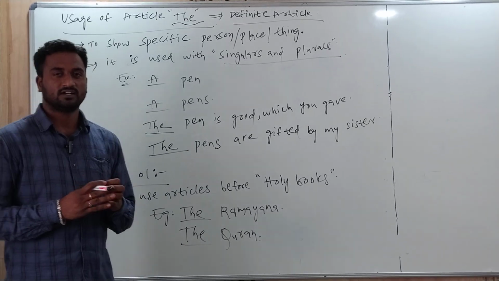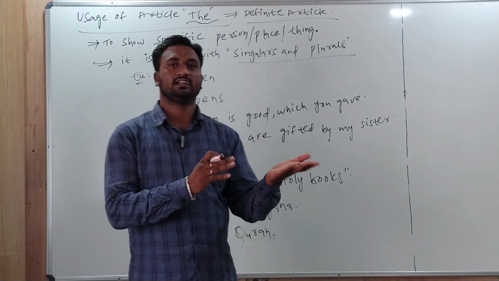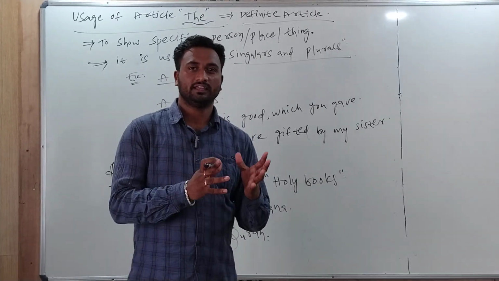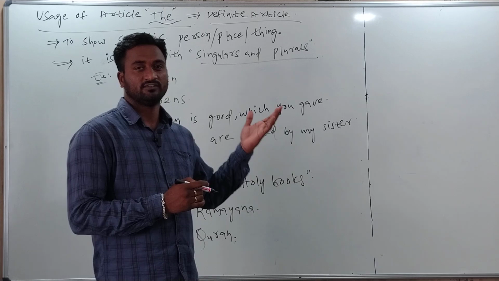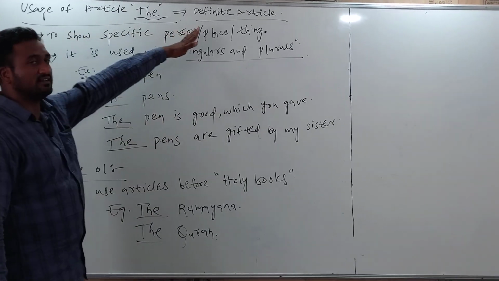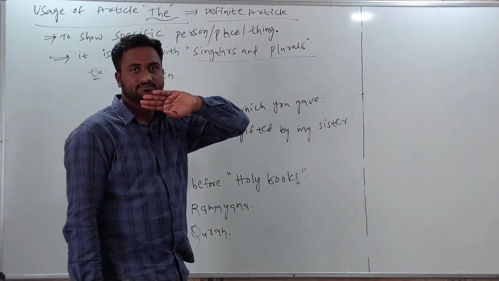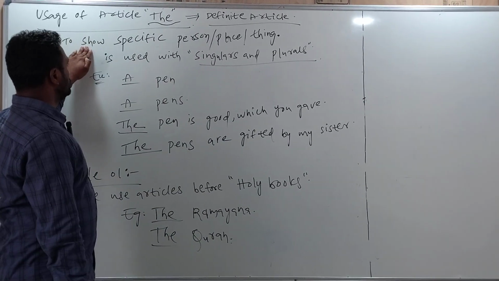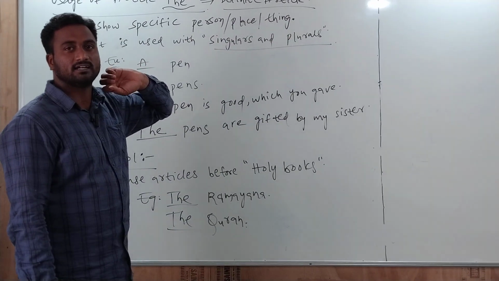Okay, now let's learn uses of definite article the. So as I said, articles are of two types, definite and indefinite. We are done learning indefinite articles a and an. So now let's learn uses of definite article the, right? The name itself indicates that when we speak of something definite, we use a definite article the. To show a specific place, thing or person, we use article the.